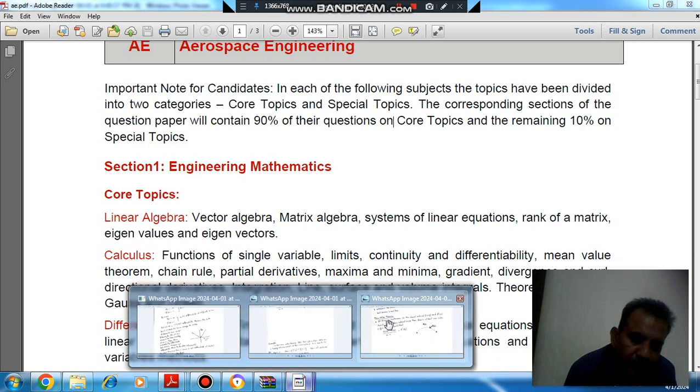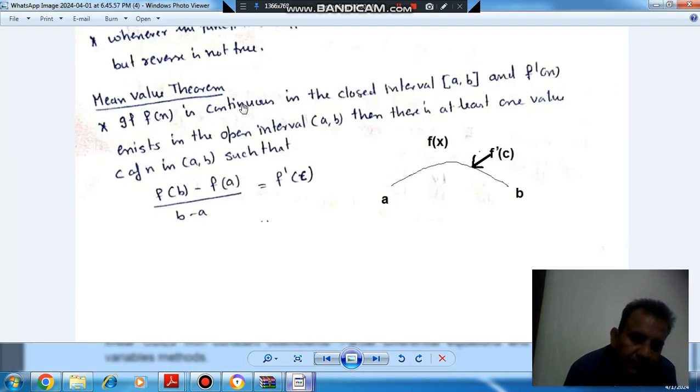The statement of the mean value theorem is: if f(x) is continuous in the closed interval [a, b], and f'(x) exists in the open interval (a, b), then there is at least one value c in (a, b) such that (f(b) - f(a)) / (b - a) will be equal to f'(c).